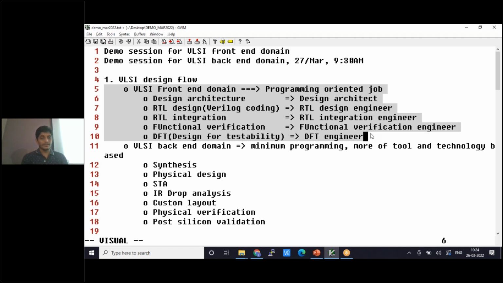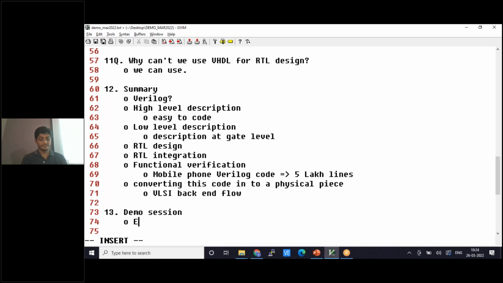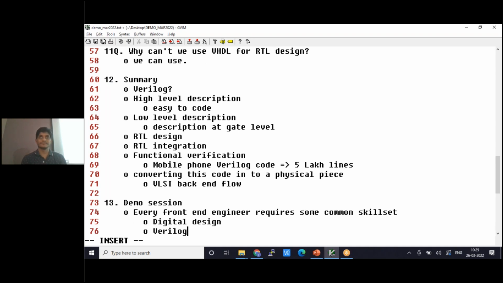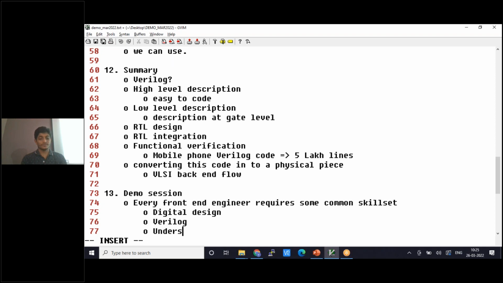Every front-end engineer requires some common skill set. Irrespective of who you are, whether an RTL design engineer, an RTL verification engineer, or a functional verification engineer, the minimum skill set is a very good understanding of digital design, very good Verilog, and an understanding of the ASIC flow. This is the common skill set.